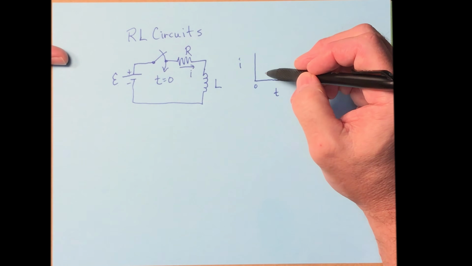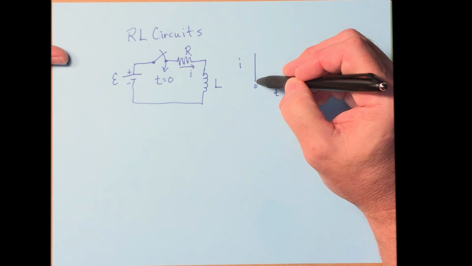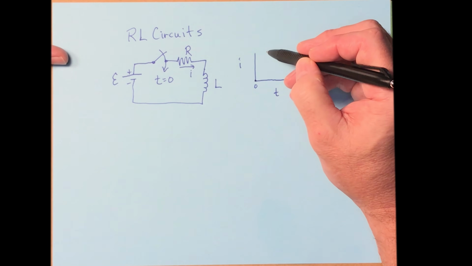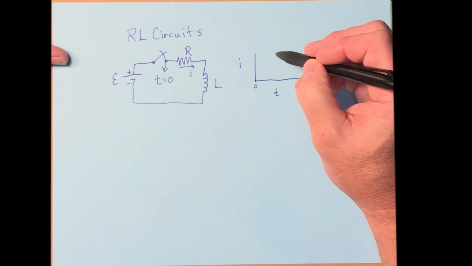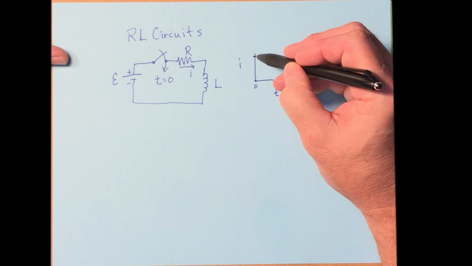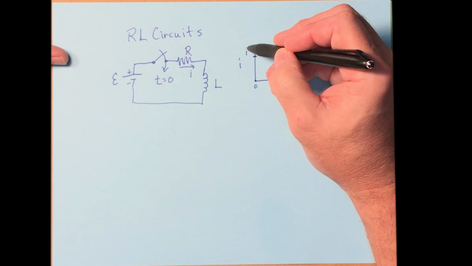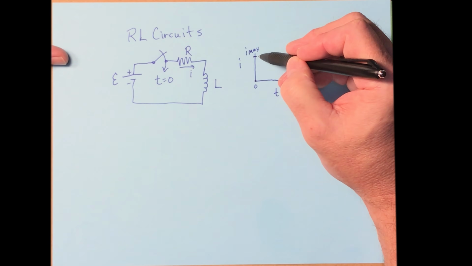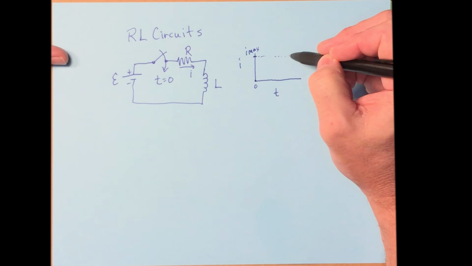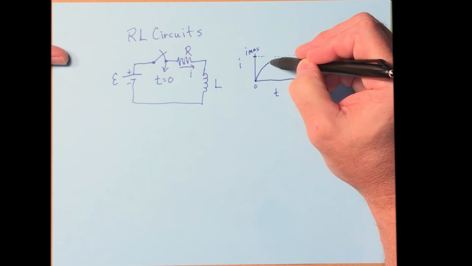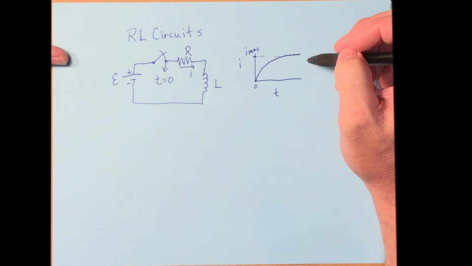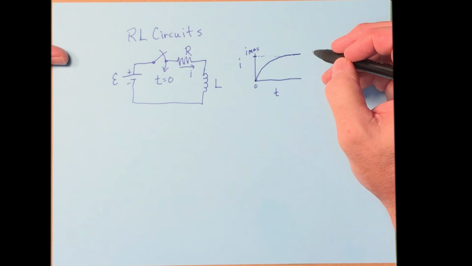All right, so what does that look like then? Initially, the current is down here at 0. After a long period of time, the current has reached its maximum value, which we'll just call I max up here. And let's draw a dashed line across. So what's that going to look like? That's going to be this rising up, leveling off exponential that you've seen before.